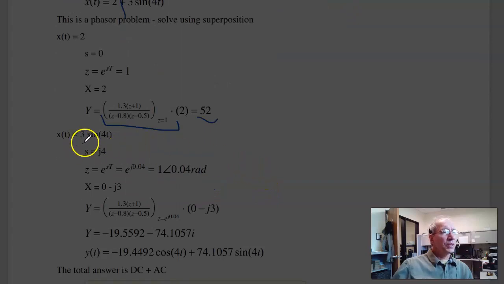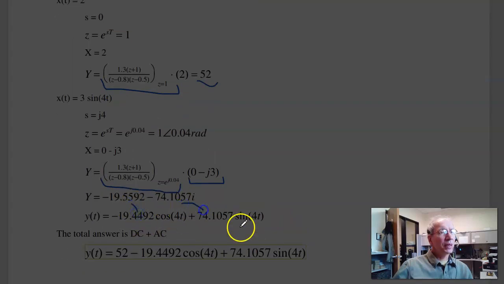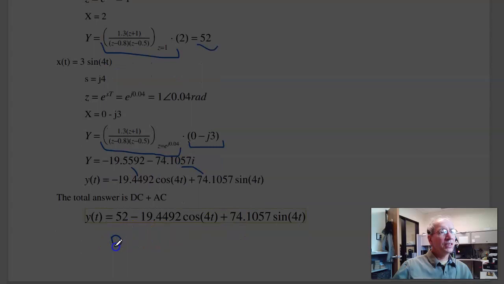If the input is 3 sine of 4t, again s equals j4, z is e to the st. My sampling rate was 0.01, so this is e to the j 0.04, or 1 at 0.04 radians. X is 0 minus j3, 0 cosine, 3 sine. To find y, this is the gain everywhere. I just want to know what's the gain at 4 radians per second times the input at 4 radians per second. Put it all in, I get a complex number. Real part's cosine, minus j is sine. Add the DC and AC together, and I get the total answer.